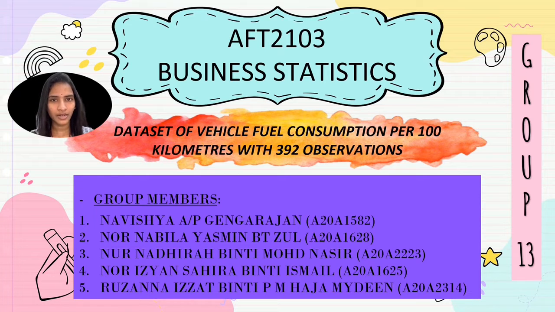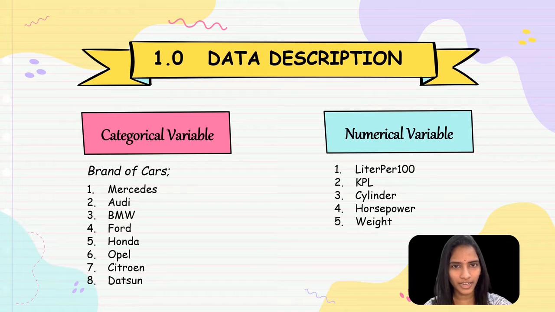Today, my group members and I would like to present on the dataset of vehicle fuel consumption per 100 kilometers with 392 observations. Now we will look into our data description. We have two different types of variables, which are categorical variable and numerical variable.